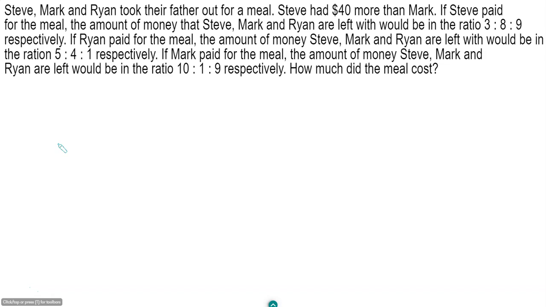This says Steve, Mark and Ryan took their father out for a meal. Steve had 40 more than Mark. If Steve paid for the meal, the amount of money that Steve, Mark and Ryan are left with would be in the ratio of 3:8:9. If Ryan paid for the meal, the amount of money Steve, Mark and Ryan are left with is in the ratio of 5:4:1. And if Mark paid for the meal, the amount of money Steve, Mark and Ryan are left with would be in the ratio of 10:1:9. How much did the meal cost?